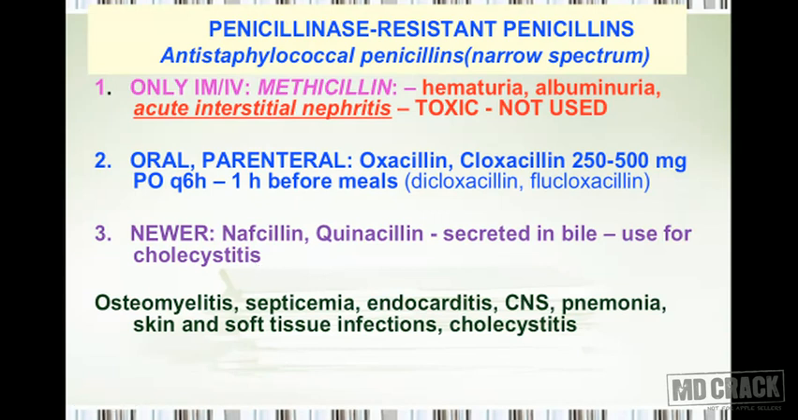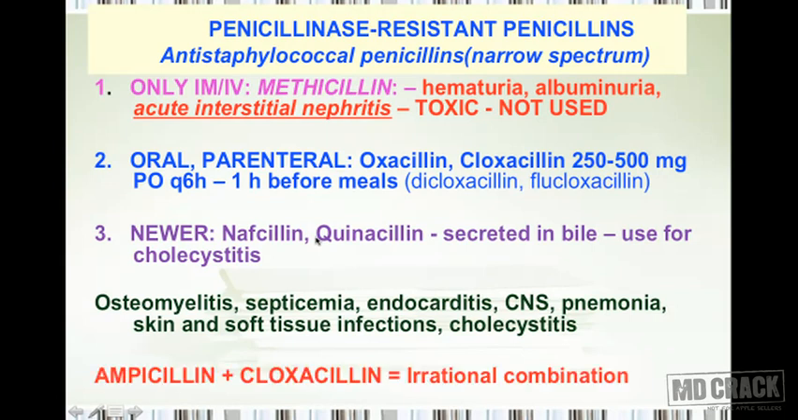Now, what are the uses of these drugs? These drugs will be useful if the staphylococcus is resistant and it is producing certain peculiar infections. For example, osteomyelitis, septicemia, staphylococcal endocarditis, central nervous system infections, staphylococcal pneumonia, as well as the skin and soft tissue infections. And the last one, which we just said, that's cholecystitis. So penicillinase-resistant penicillins will be mainly useful against the resistant staphylococci.